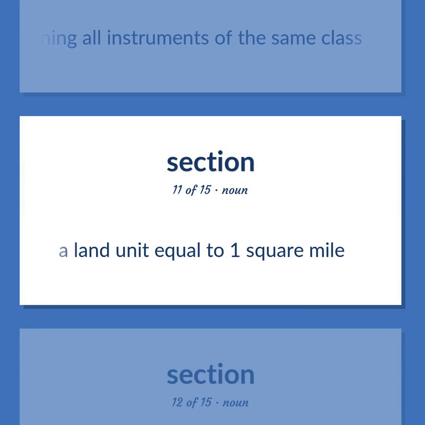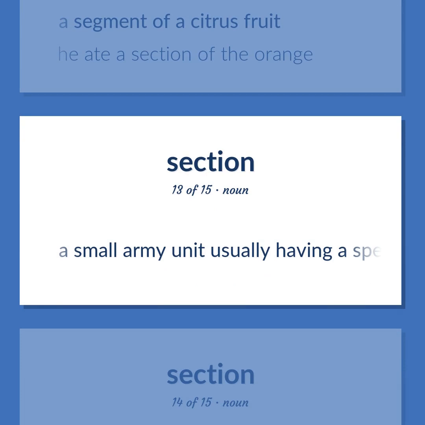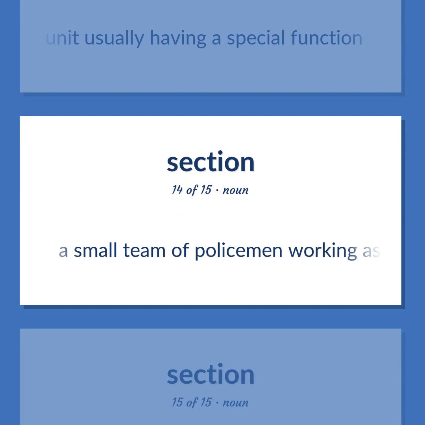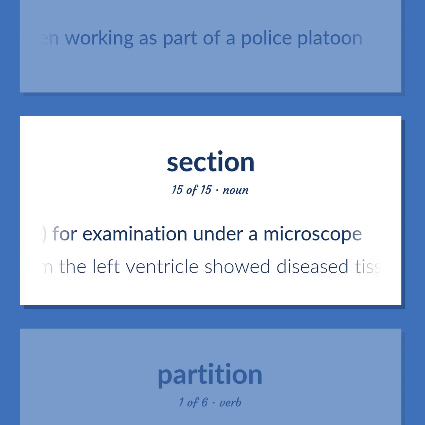A land unit equal to 1 square mile. A segment of a citrus fruit. He ate a section of the orange. A small army unit usually having a special function. A small team of policemen working as part of a police platoon. A very thin slice of tissue or mineral or other substance for examination under a microscope. Sections from the left ventricle showed diseased tissue.